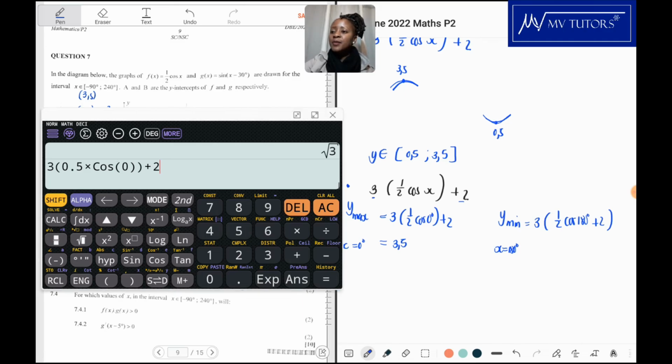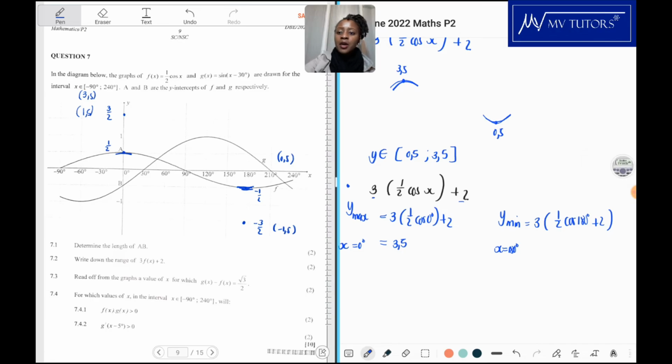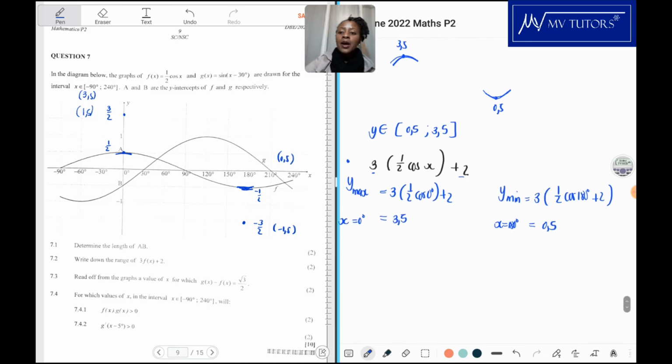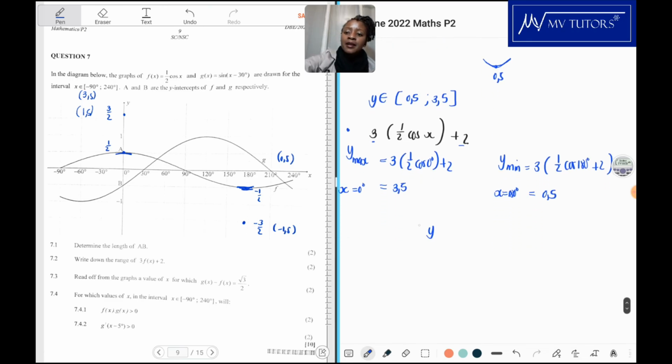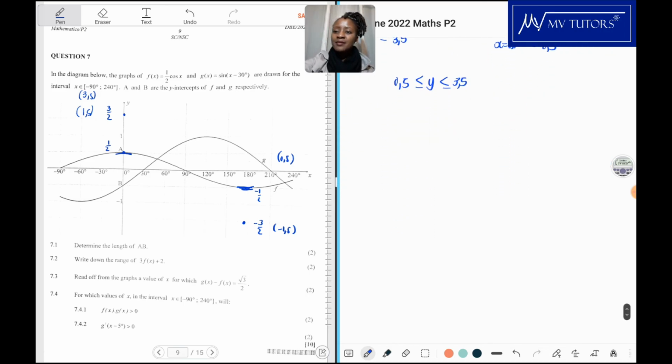And then if I just put 180 there, okay, 180, that's basically going to be 0.5. So that's how you could determine this algebraically, by using the formulas. And I know that my y value is in between 0.5 and 3.5. So that is 7.2. It took quite a while, but I hope you understand.